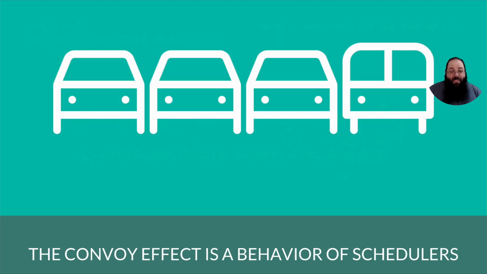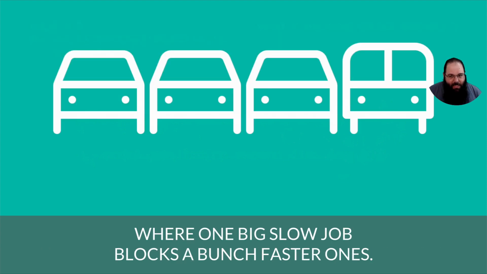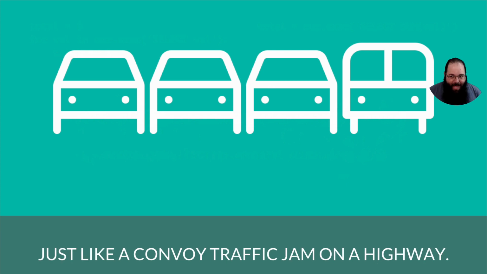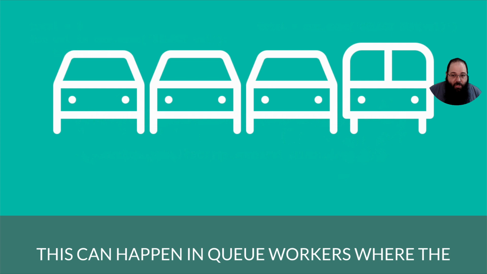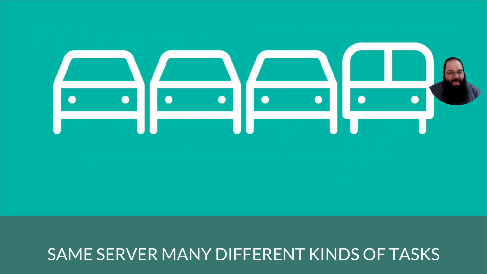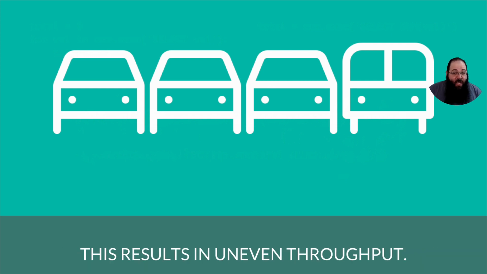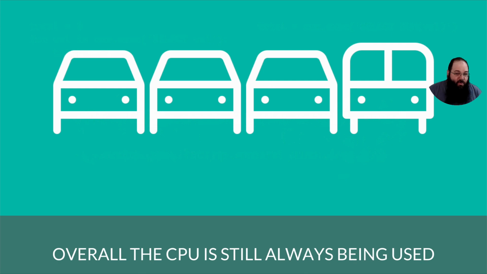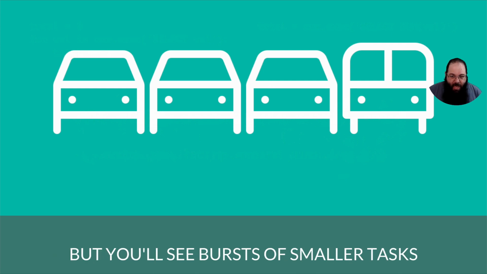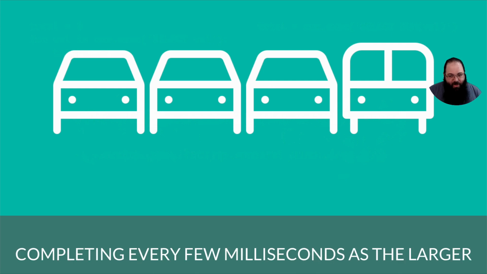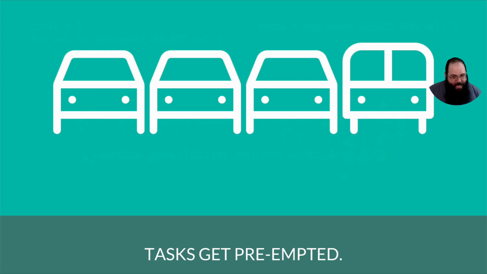The convoy effect is a behavior of schedulers, where one big slow job blocks a bunch of faster ones, just like a convoy traffic jam on a highway. This can happen in queue workers, where the same server is handling many different kinds of tasks that vary in speed. This results in uneven throughput. Overall, the CPU is still always being used, but you'll see bursts of smaller tasks completing every few milliseconds as the larger tasks get preempted.